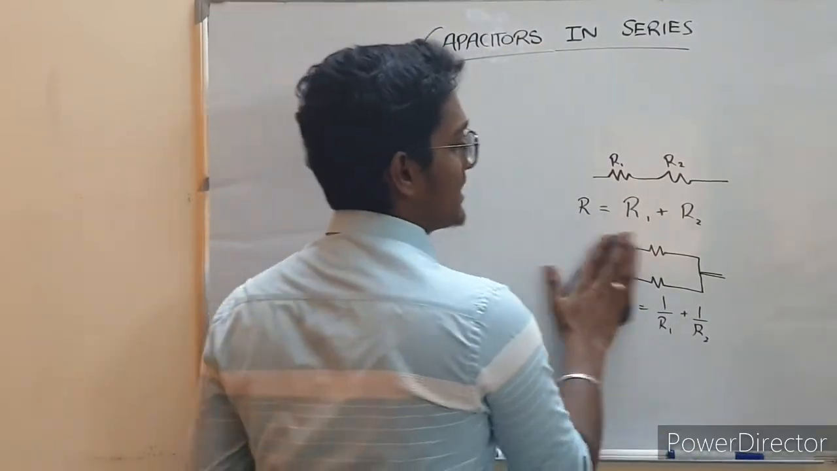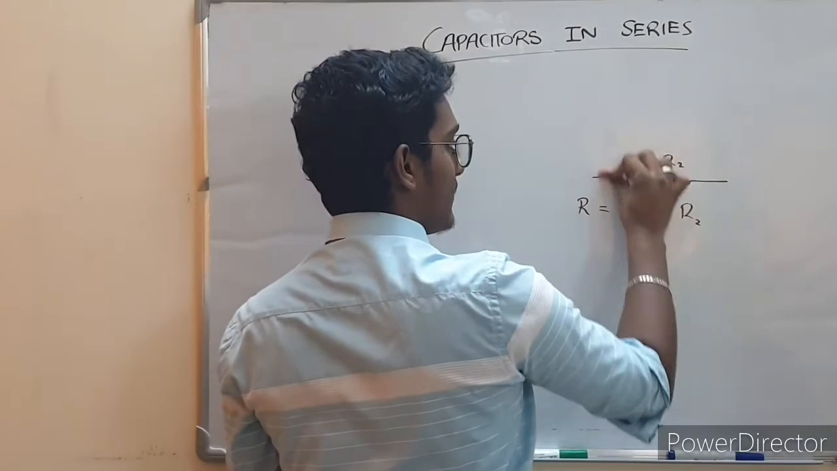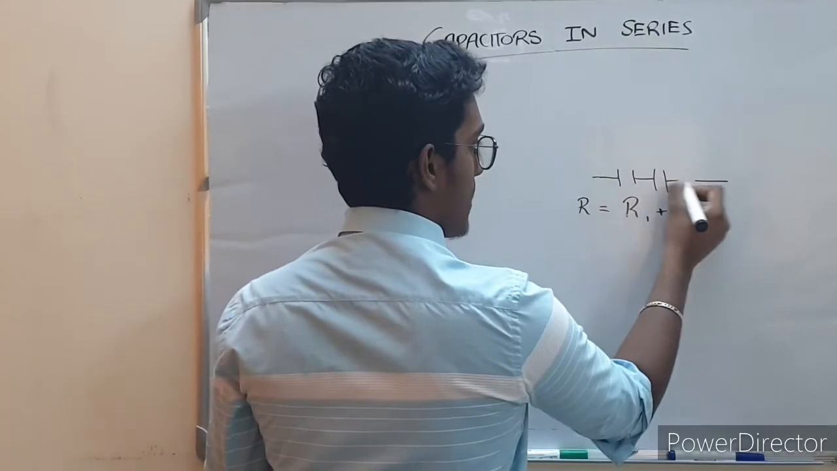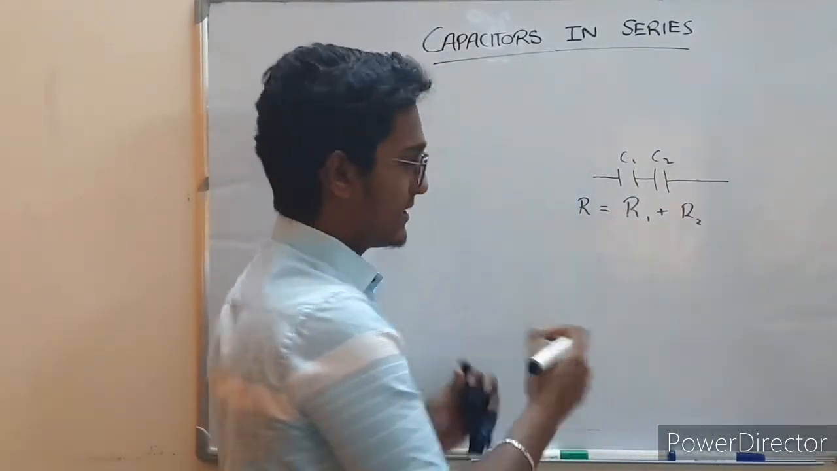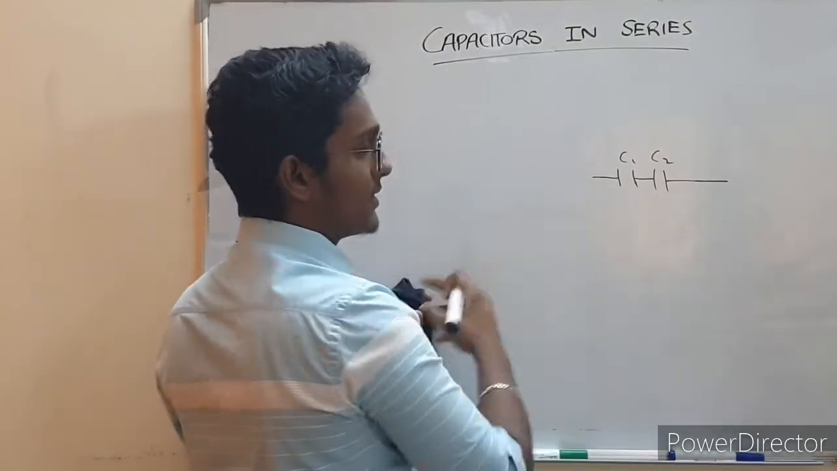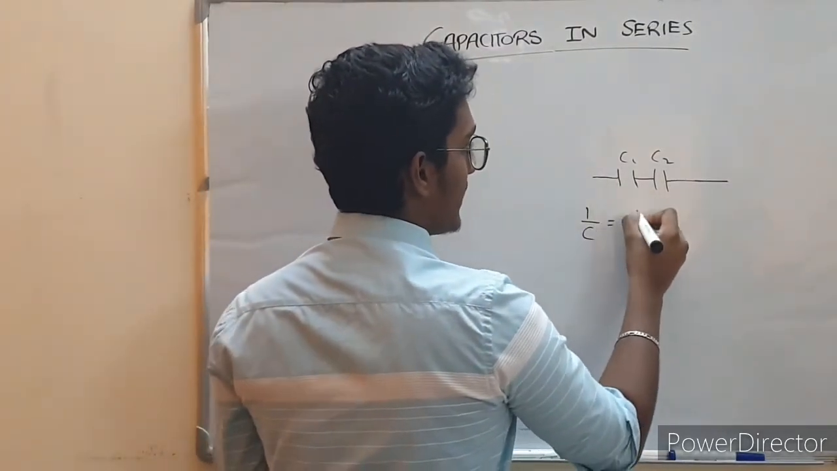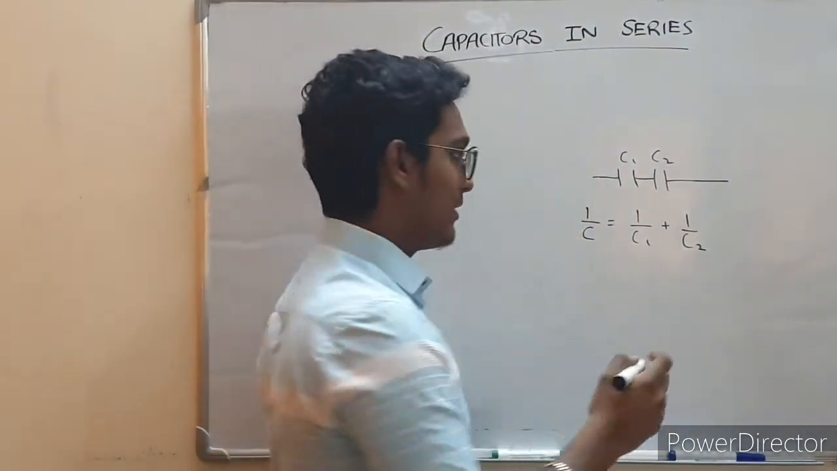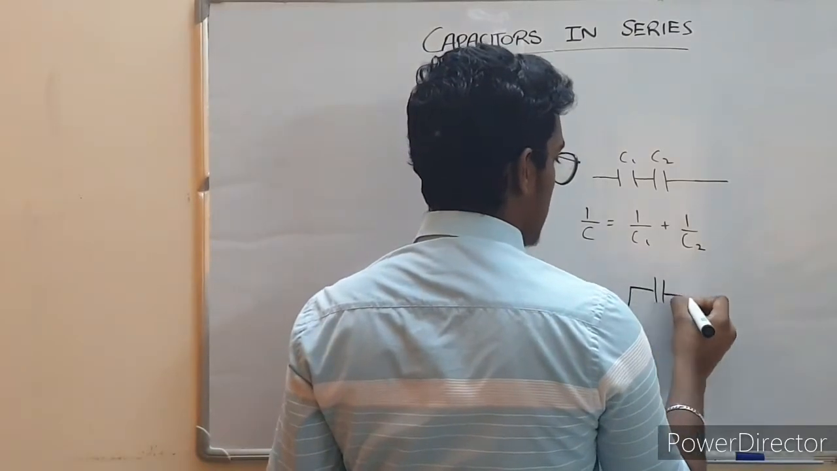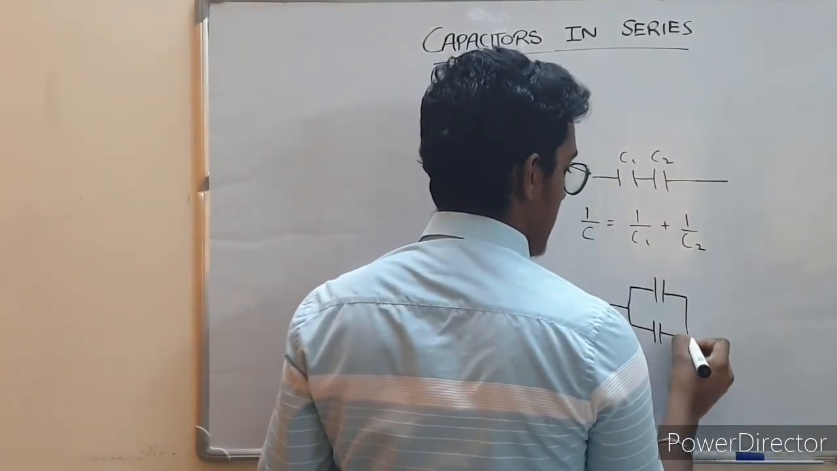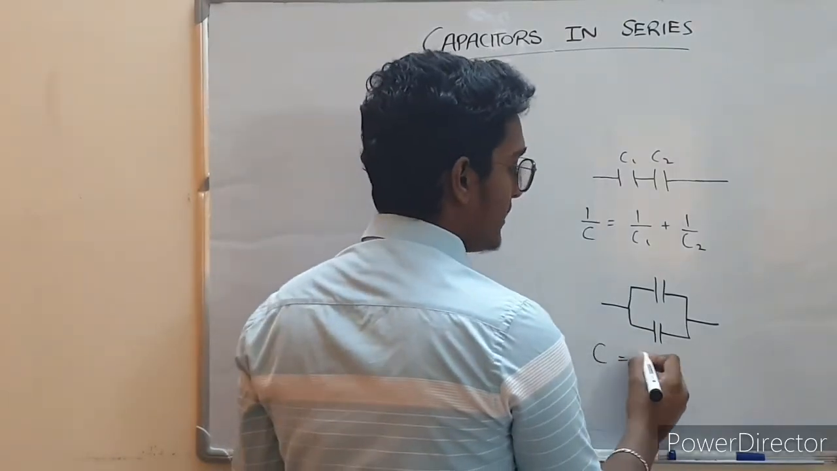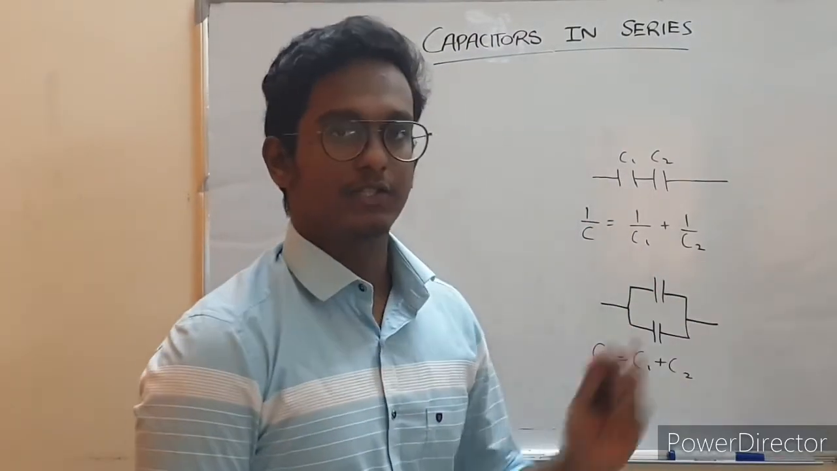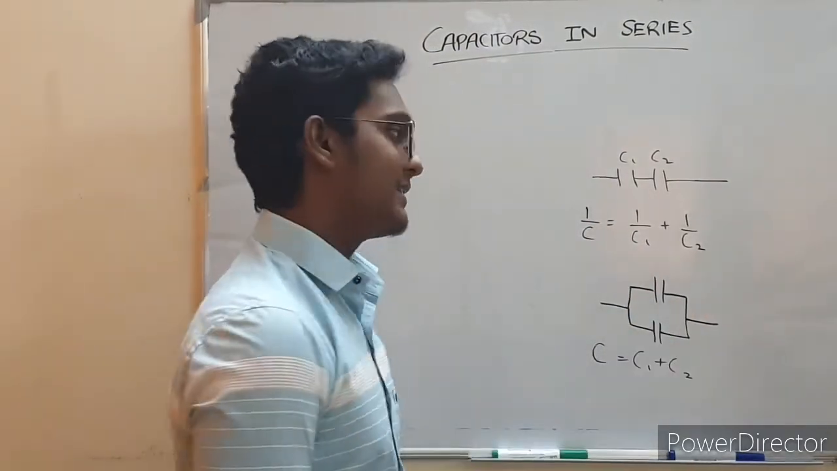That is, if it is a series connection, where the capacitors are connected in series with C1 and C2 capacitances, then the effective capacitance of the circuit is given by 1 by C equals 1 by C1 plus 1 by C2. And if the capacitances are connected in parallel in this manner, then the effective capacitance is given by C1 plus C2. So it's just the opposite of resistors. But let's see how this is true, the derivation for the series and parallel.